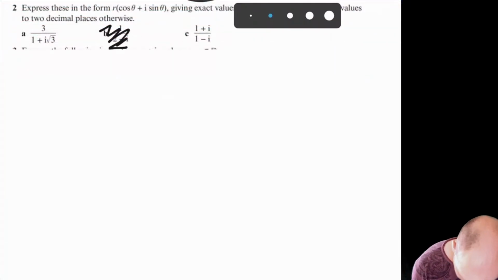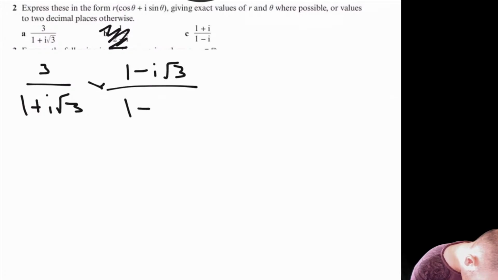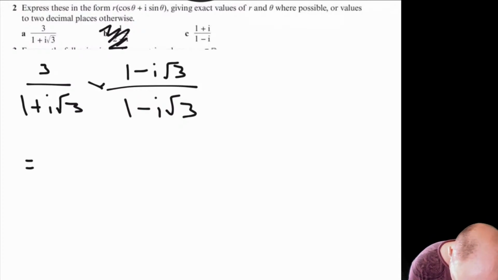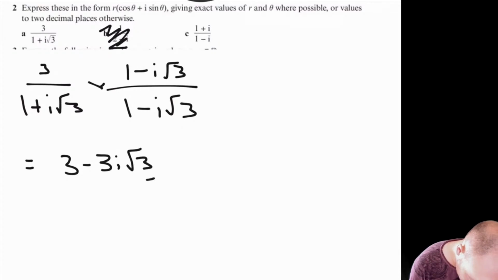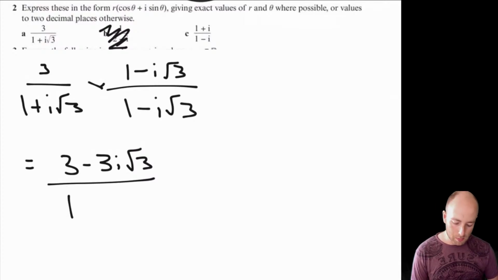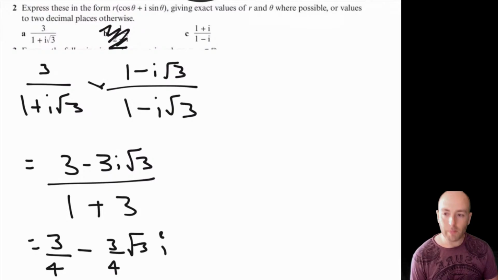So first one, 3 over 1 plus i root 3. So we need to times this by 1 minus i root 3 over 1 minus i root 3. So we get 3 minus 3i root 3 over 1, and then we're going to times all these bits out, so minus minus is going to be a plus. Root 3 times root 3 is 3. So we get 3 over 4 minus 3 over 4 root 3 i.